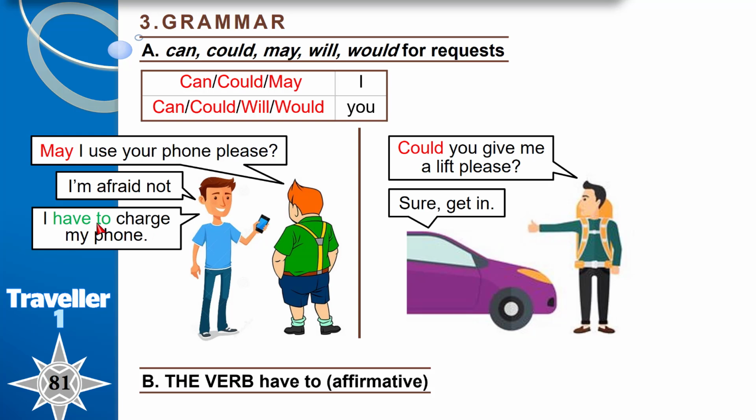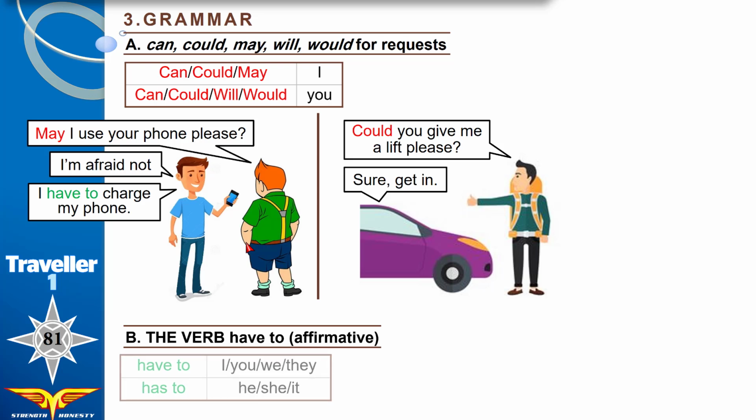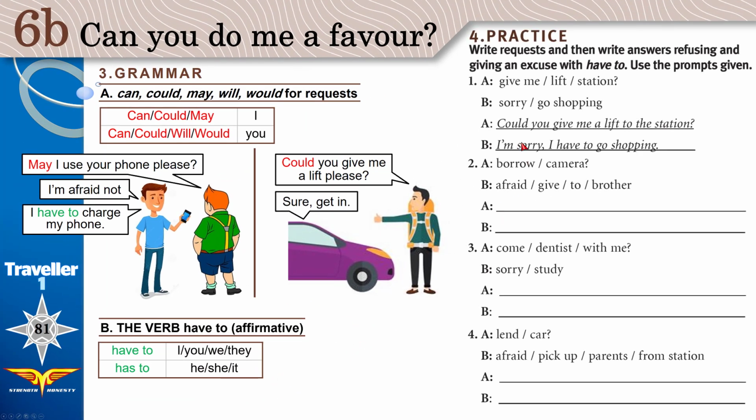Have to gives the same meaning as must. I have to charge my phone. I must. We express obligation when we use have to. Now learn something important. If you are using the subject pronouns I, you, we, and they, you use have to. If you are using he, she, or it, you use has to. I have to, you have to, we have to, they have to, he, she, or it has to. And that's it. Now we're ready for practice.